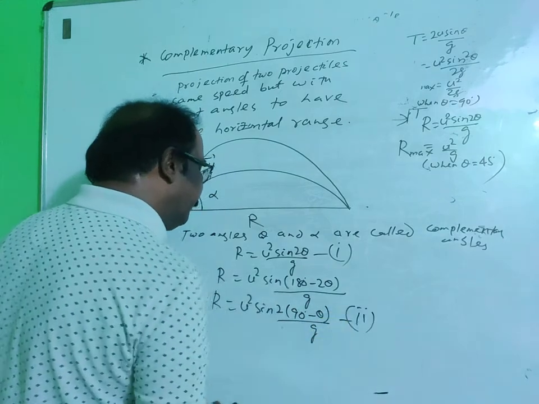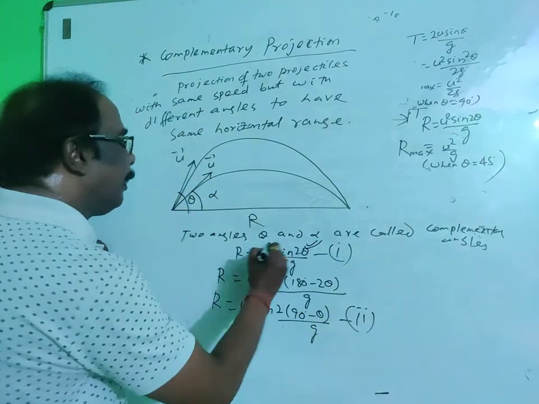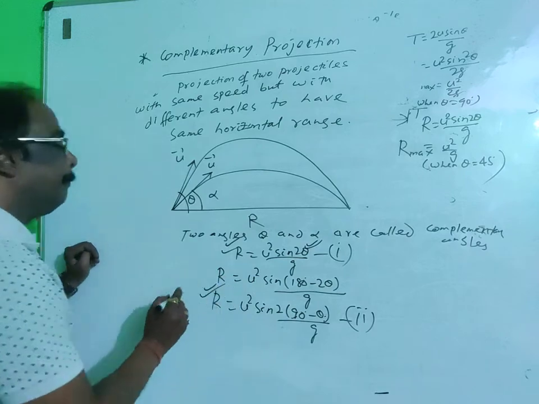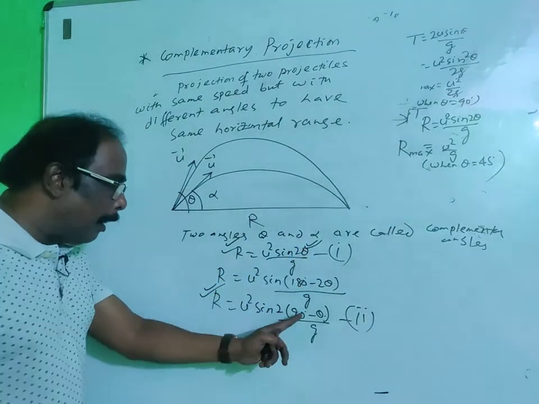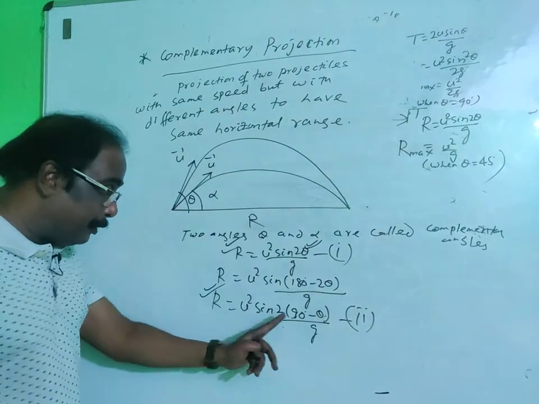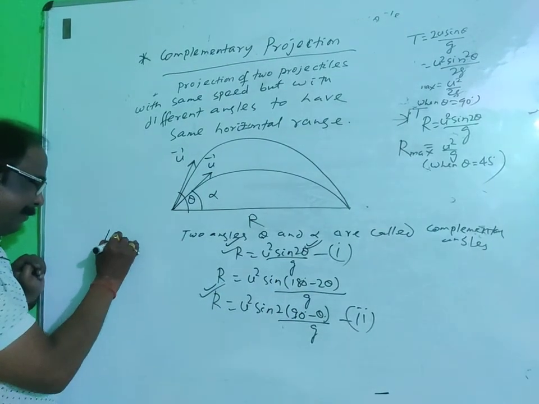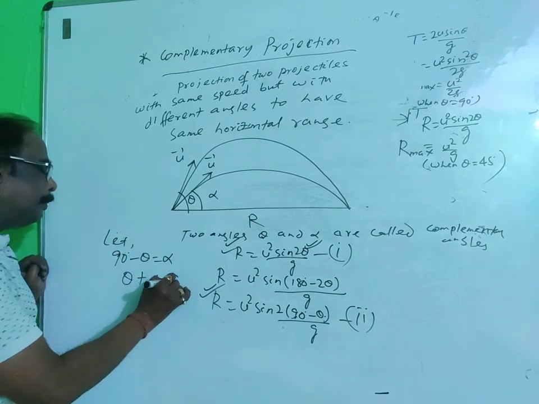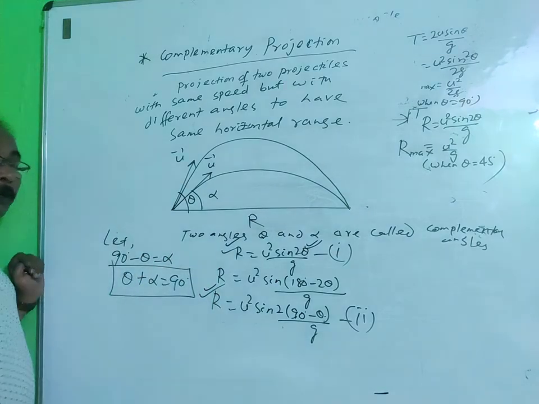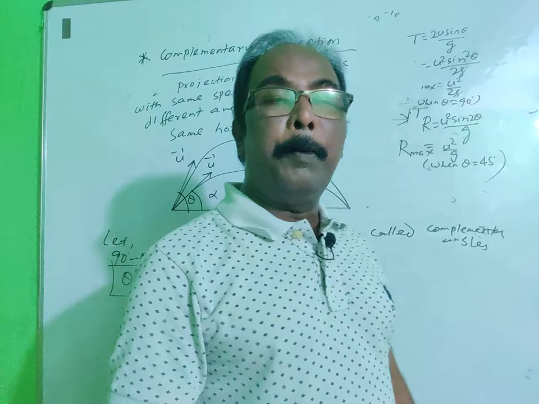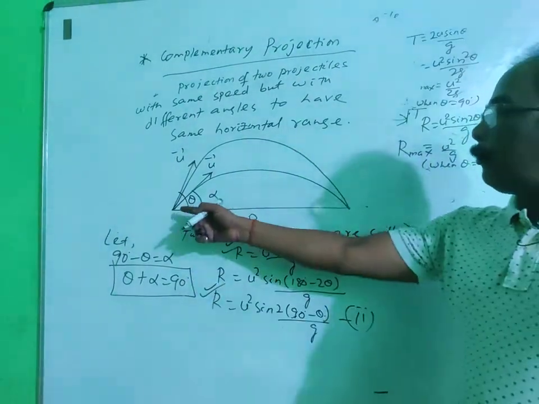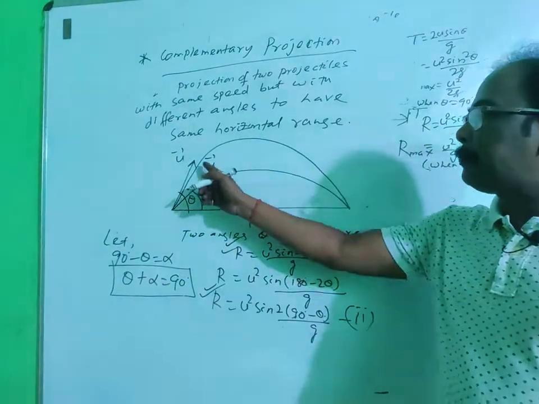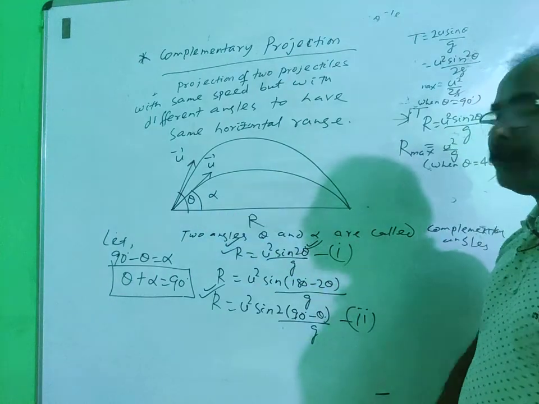This is equation 2. See, for theta the range is R, and for angle 90 minus theta the range is the same. Means the range is the same for angle theta and for 90 minus theta. If you take 90 minus theta as alpha, then theta plus alpha is equal to 90. So this is the condition for complementary projection. If the sum of two angles is 90 degree and two projectiles are projected with angles theta and alpha, and the speed is the same for both, then they will have the same range.